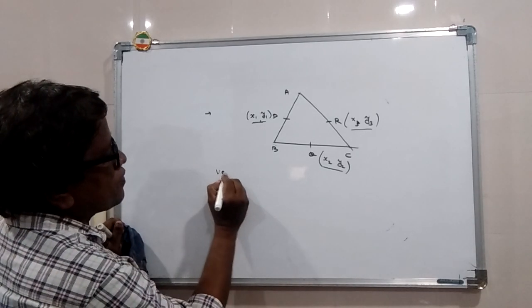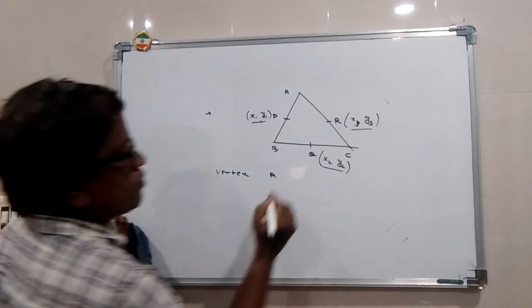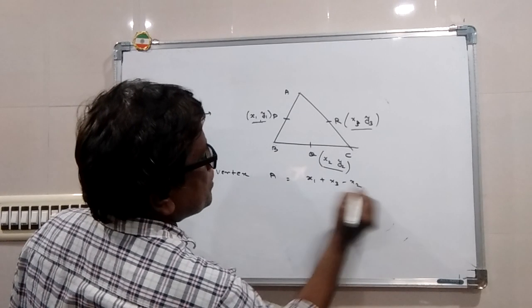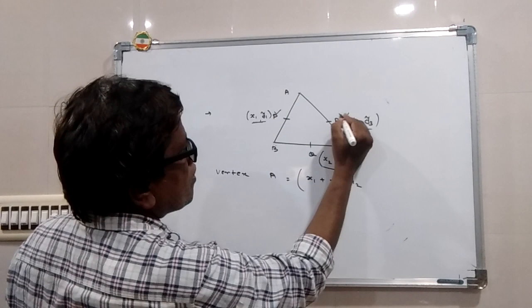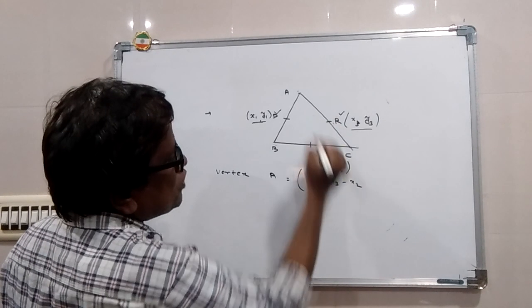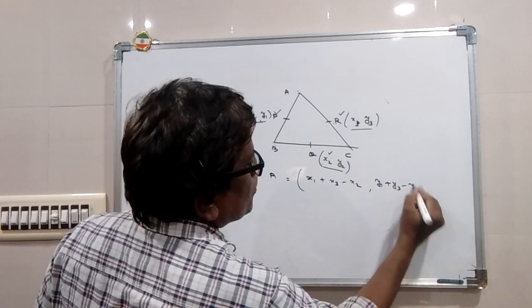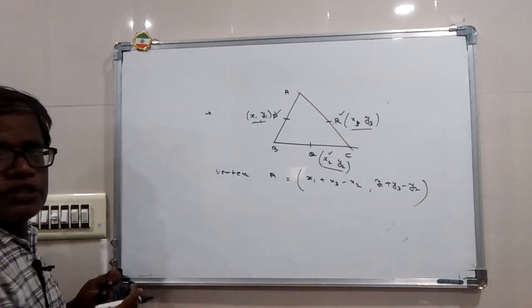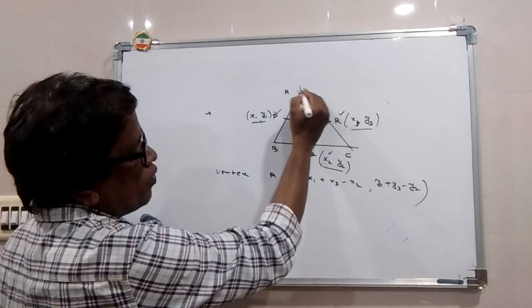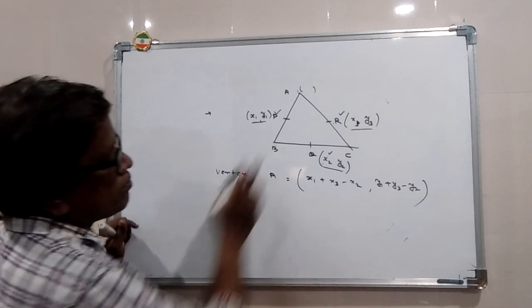Now the vertex A will be x1 plus x3 minus x2, meaning P plus R minus Q. P and R will be added, and Q, which is opposite to A, will be subtracted. Similarly y1 plus y3 minus y2. This is the concept: when the midpoints of the sides of the triangle are given, then we can find the vertices of the triangle.